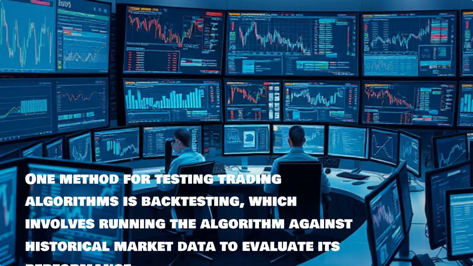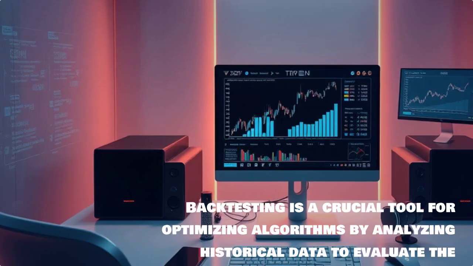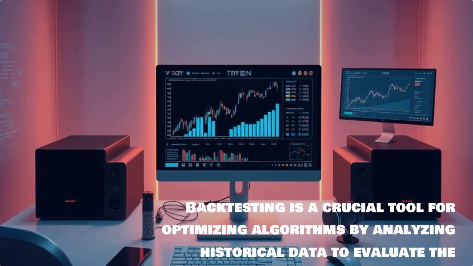One method for testing trading algorithms is backtesting, which involves running the algorithm against historical market data to evaluate its performance. Backtesting is a crucial tool for optimizing algorithms by analyzing historical data to evaluate the performance of trading strategies. It helps in identifying patterns, refining rules, and improving the accuracy of predictions.